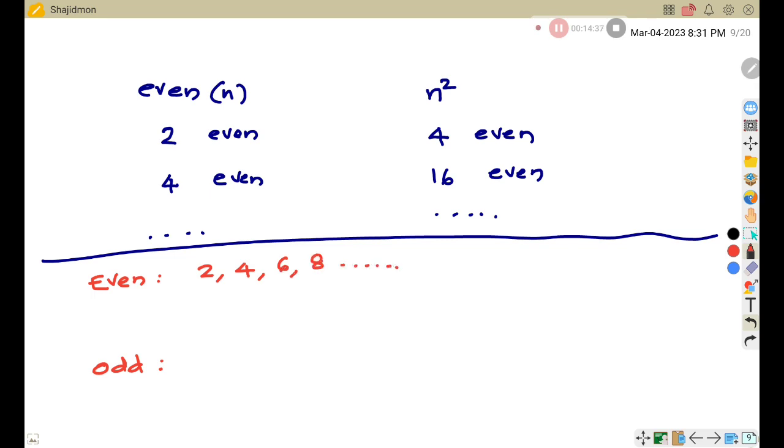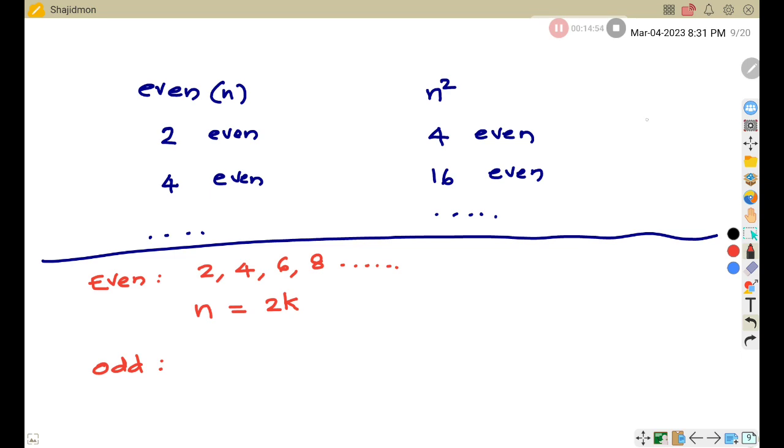And negative even numbers also we can take. Here I am taking positive even numbers 2, 4, 6, 8, like that. Now, an even number means any number of the form n equal to 2 times k. Any even number we can write like this, n equal to 2 times k.